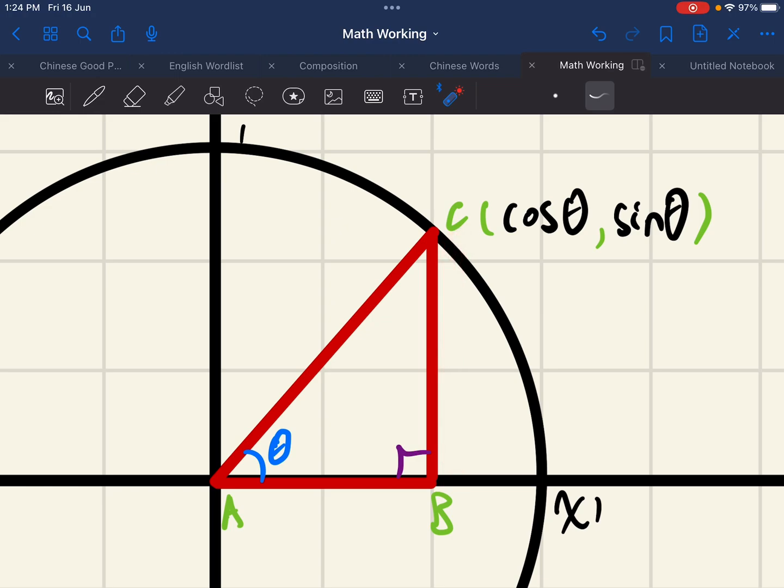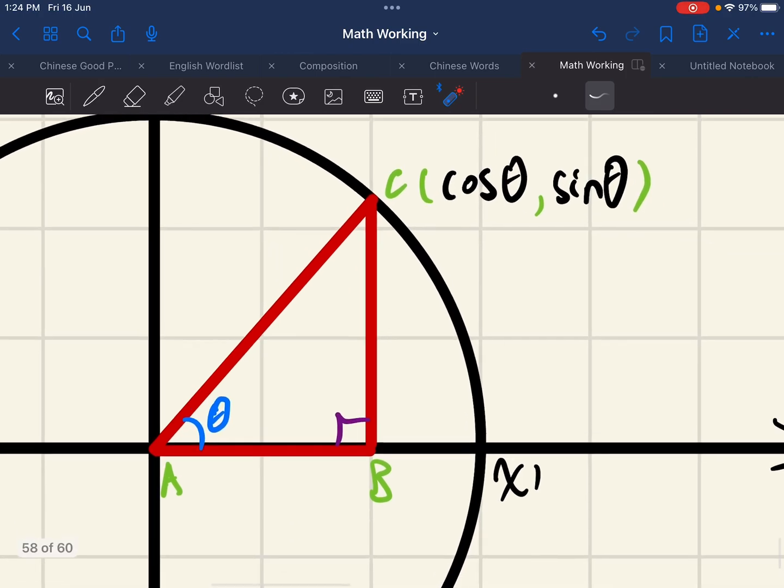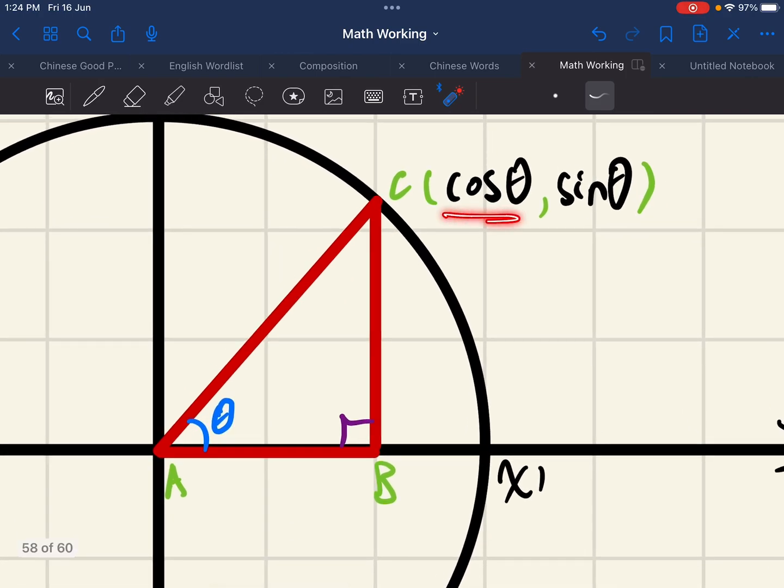You can pause the video, take a minute to understand this concept. Basically how far away it is from the axis. Pretty easy to understand. So now in order to find the x coordinate of point C, basically I have to find the length of this. In other words, I have to find the length of AB.